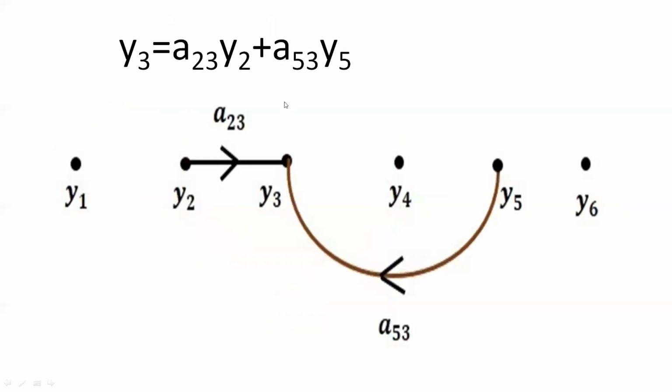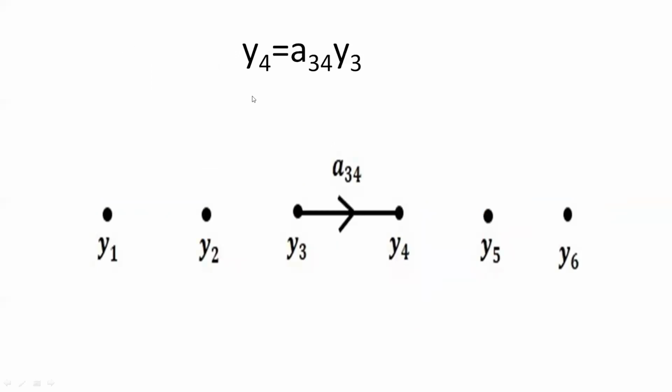Similarly, the next step is drawing for Y3. Y3 is the output here. Y3 is nothing but A23 times the input Y2, and that's exactly how we represent it. Plus A53 Y5. So Y5 is coming from 5 to 3, it is coming up to Y3. So Y3 is the output, and Y3 is A53 times Y5. That's how we represent the signal for this.